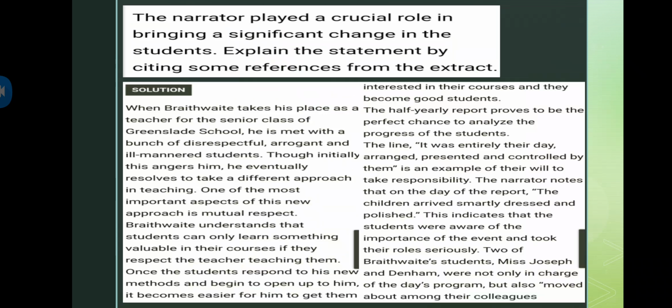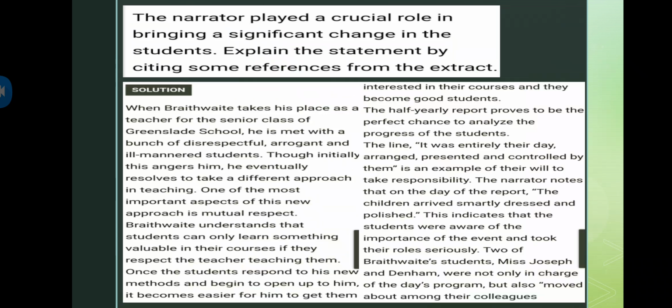Then the students also started feeling a bit comfortable with the teacher. And when the half yearly report was presented, that was a perfect time to analyze how much improvement they had made. Now the lines, it was entirely their day, arranged, presented, and controlled by them, are an example of their will to take responsibility. The narrator notes that on the day of the report, the children arrived smartly dressed and polished.